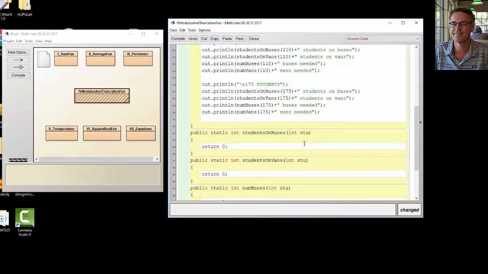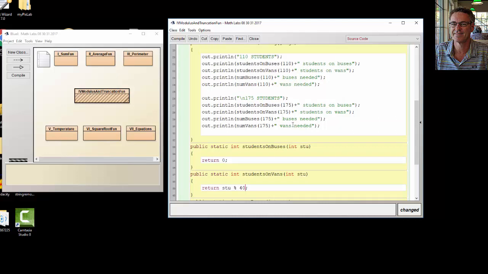So how would you find the number of students on buses and the number of students that go on vans? Actually, students on vans are a little easier. You just say stu modulus 40. You got that? So if we have 110 kids going and you divide by 40 and get the remainder, that's 30. That's what we said. Those 30 kids are going to go on vans.